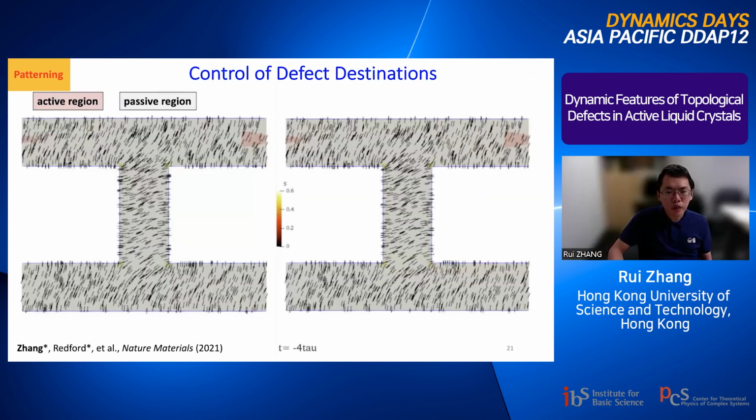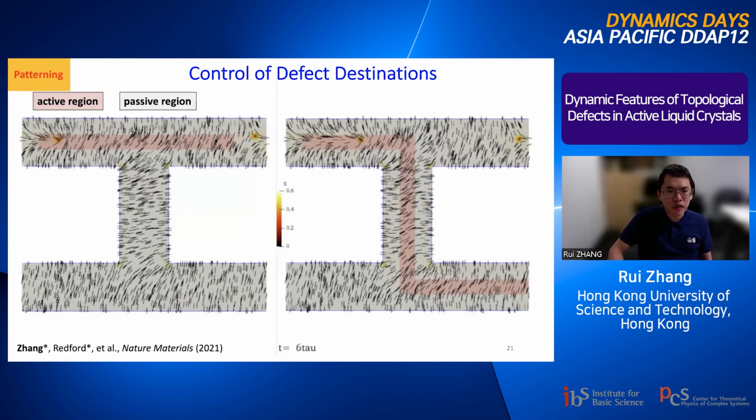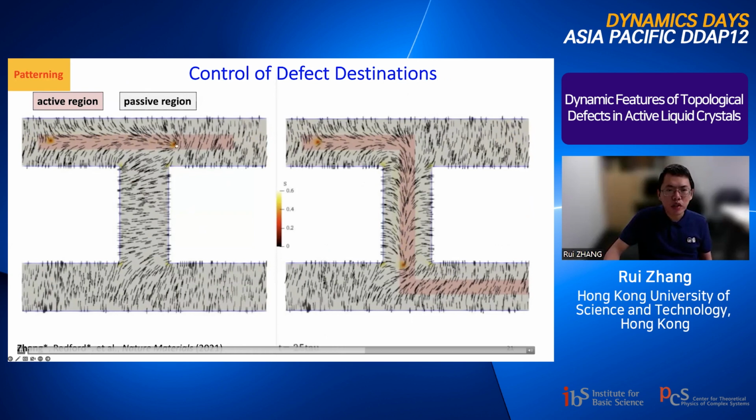So actually, we want to go further. We consider a microfluidic device, and we can actually change the destiny of the defects. So we first use a triangular pattern to create a defect pair. Then we use different activity patterns to guide the defects into different branches of the system. So you can see this. Eventually, one defect is in the top channel, the other one is in the bottom channel.